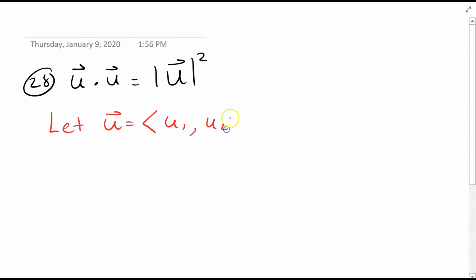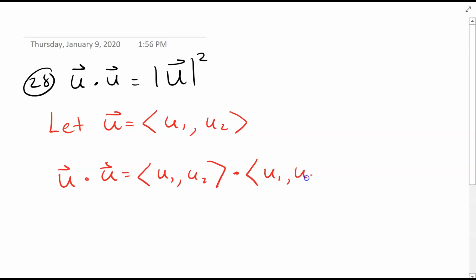So the first thing I'm going to do is define vector u in component form. Okay with that? So u dot u would be u1 comma u2 dot u1 comma u2. That's just by definition, right? That's how we define my vector u.